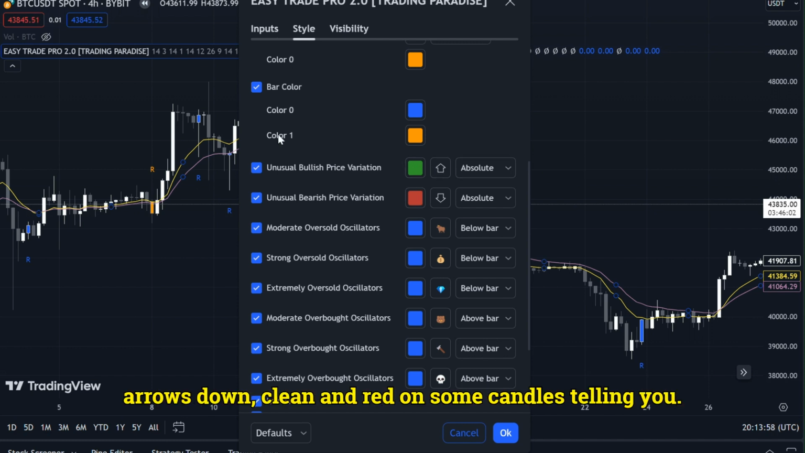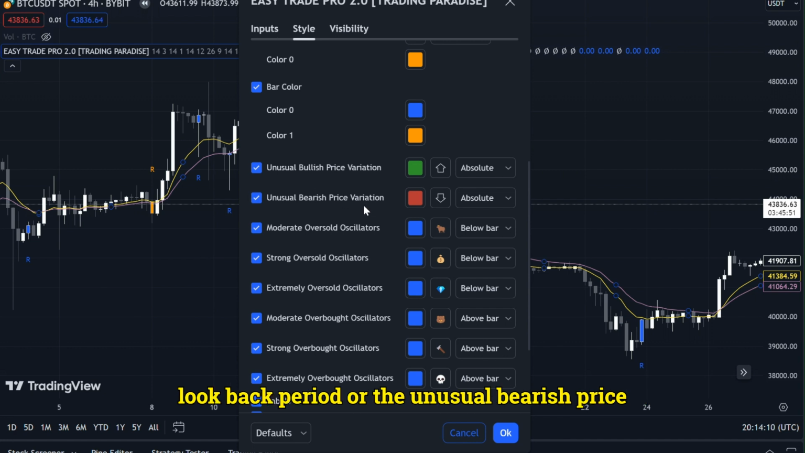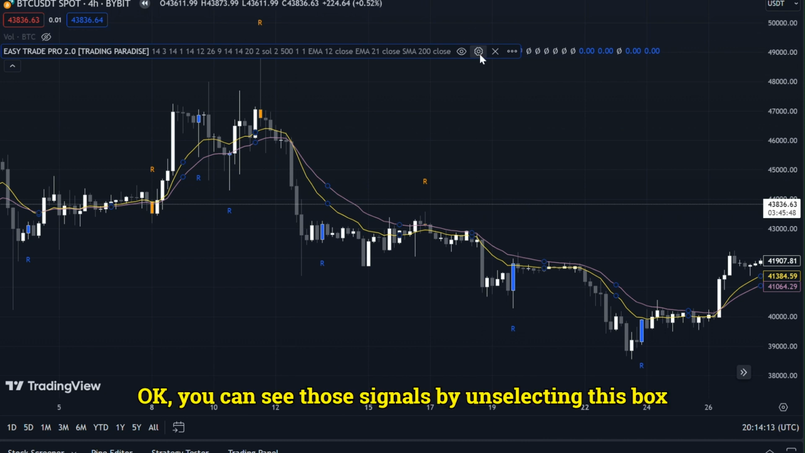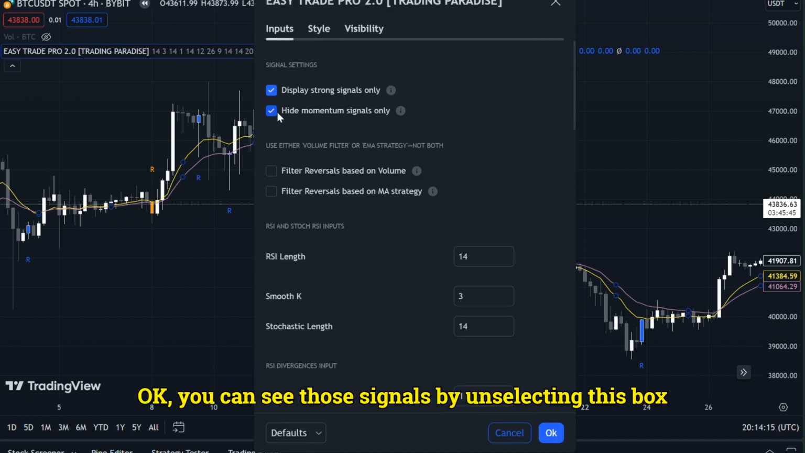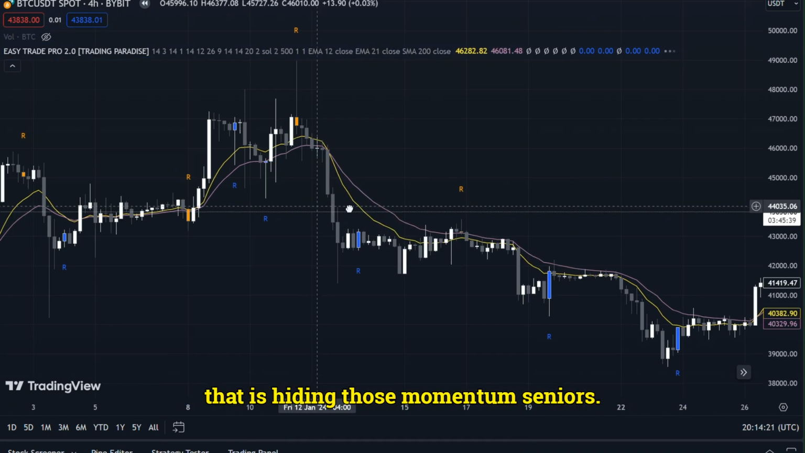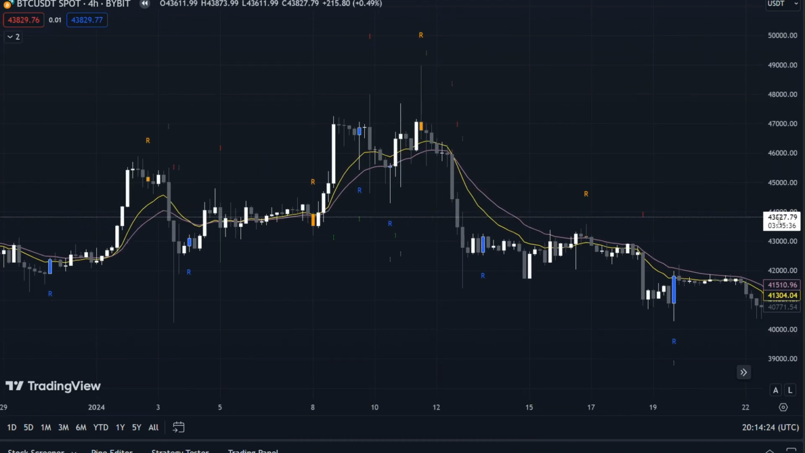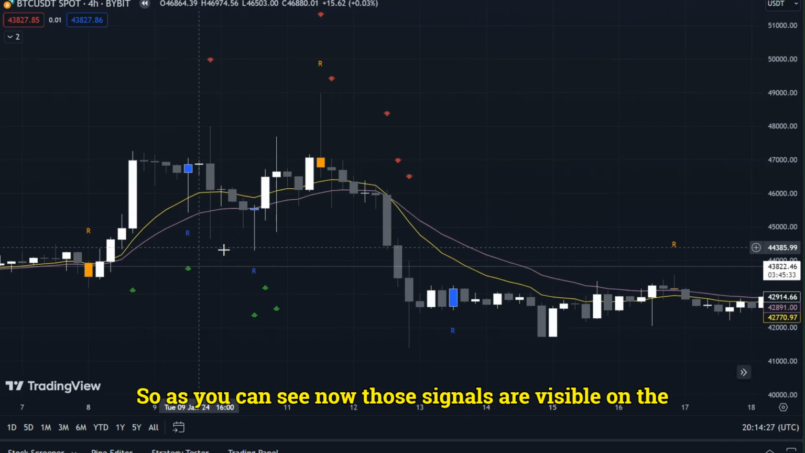green and red on some candles, telling you, be careful, there is unusual bullish price variation based on a look-back period, or the unusual bearish price variation based on a look-back period. Okay, you can see those signals by unselecting this box that is hiding those momentum signals. So, as you can see now, those signals are visible on the chart.